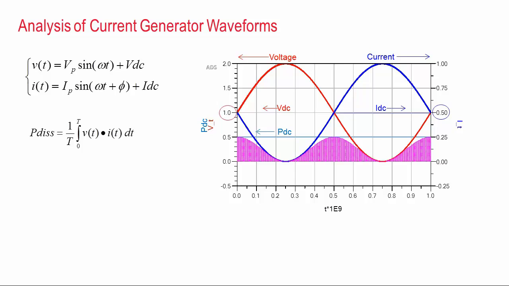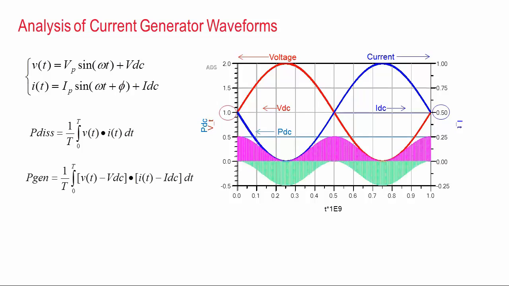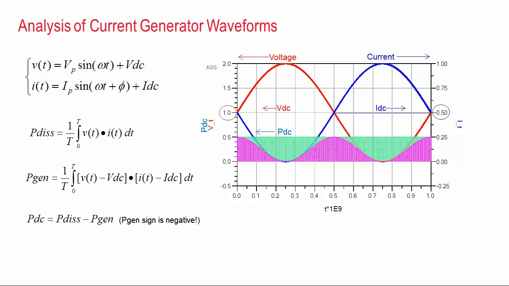Now, if we remove the DC offsets from the RF waveforms, it's then easy to calculate the power generated, because we can just multiply the signals together and the result should be negative. Now, since energy is conserved, it also shouldn't be surprising that the area of the dissipated power combined with the area of the generated power is exactly equal to the DC power put in by the supply.